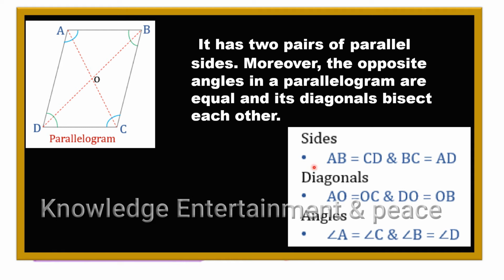Here, the sides AB equals CD and BC equals AD. The next is the diagonals: AO equals OC and DO equals OB. Angles: angle A equals angle C and angle B equals angle D.